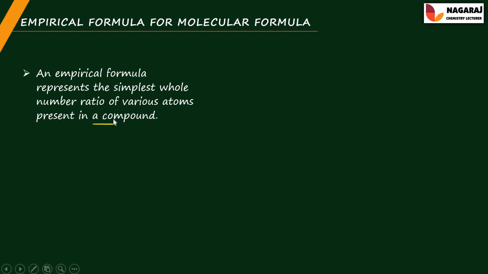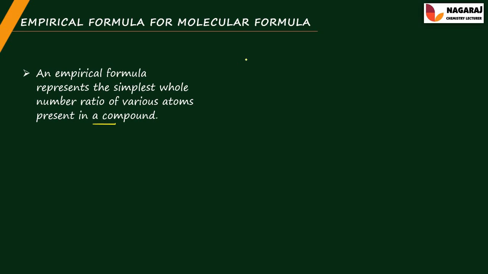So it is called the empirical formula. That is, it gives the simplest formula of a compound which expresses the relative number of atoms of different elements present in a molecule of a compound.